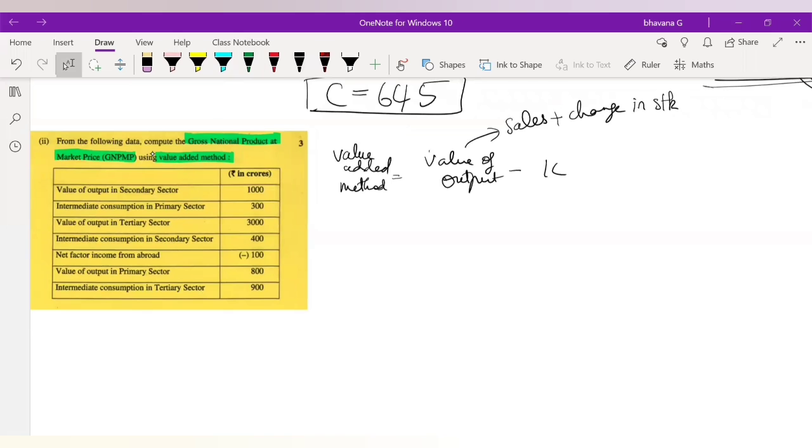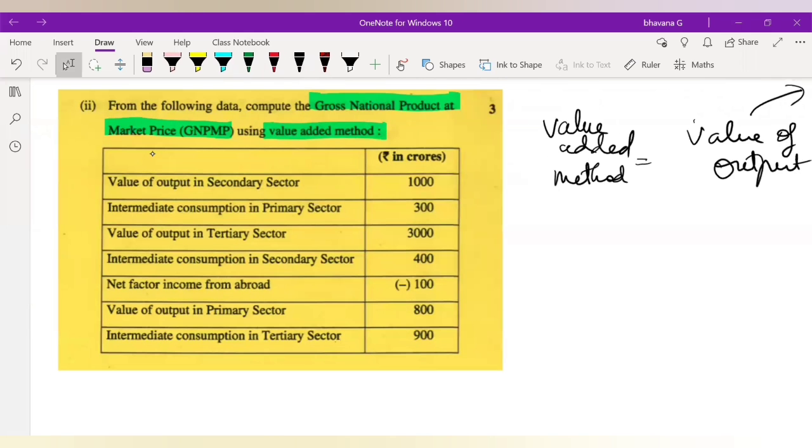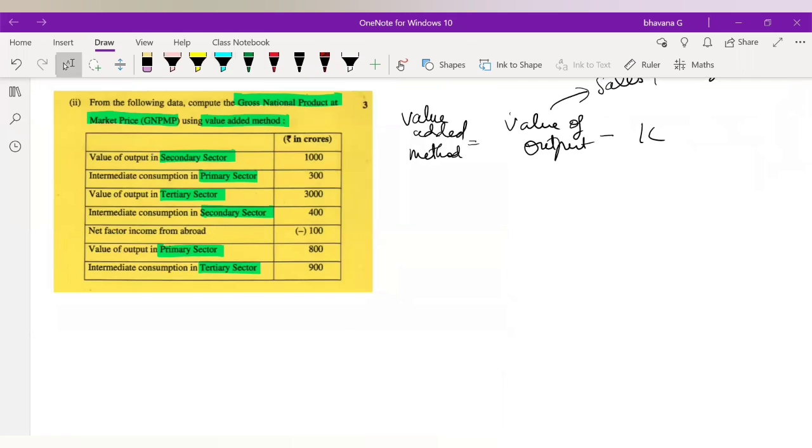So here what they have given you in the question is the value of output of the secondary sector, intermediate consumption of the primary sector, value of output in the tertiary sector, intermediate consumption in the secondary sector. NFIA they have given you, then the value of output in the primary sector, then intermediate consumption in the tertiary sector. So like this they have given you.